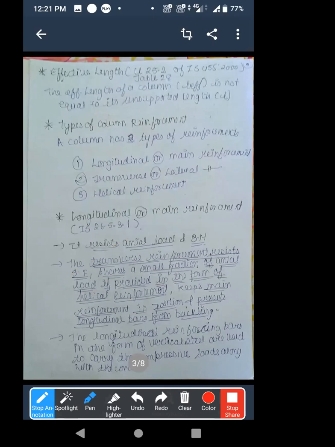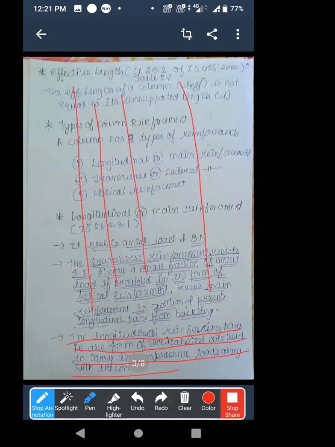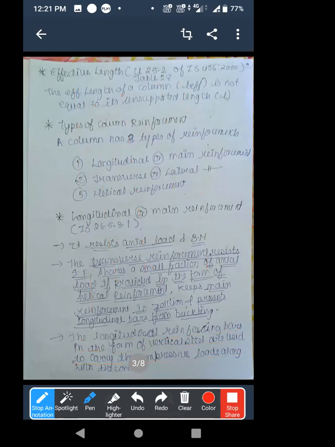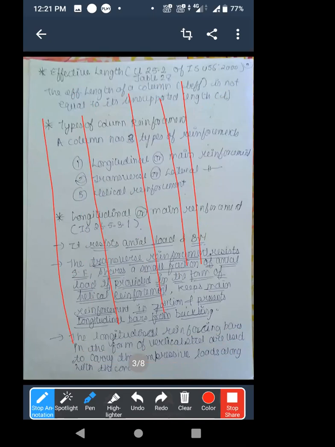Okay, here according to that clause, the longitudinal reinforcing bars, in the form of vertical steel, are used to carry the compressive load along with the concrete. See, these are the vertical steel that I have told you about before. The longitudinal reinforcement is nothing but this vertical reinforcement, and it is used to carry the compressive load along with the concrete.